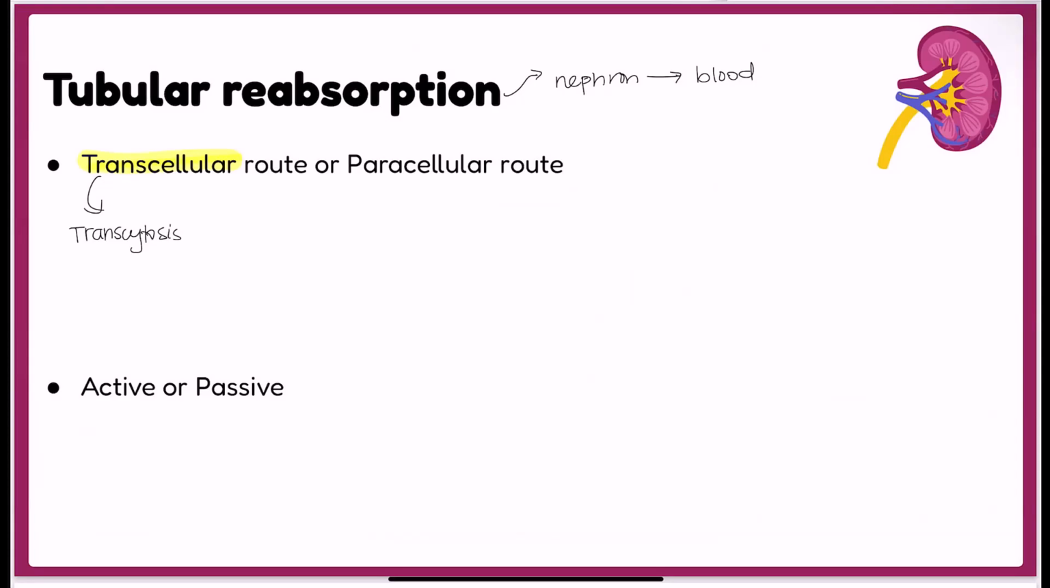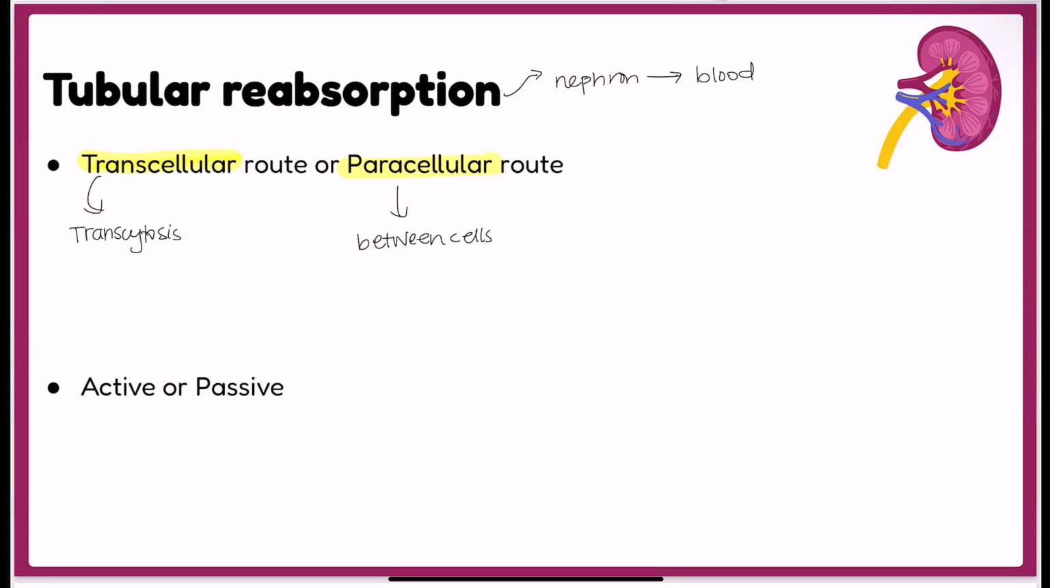Paracellularly is another way that we can move stuff back into the blood. Paracellularly means that that substance goes between cells. To move a substance transcellularly, that means that we move it across the cell.